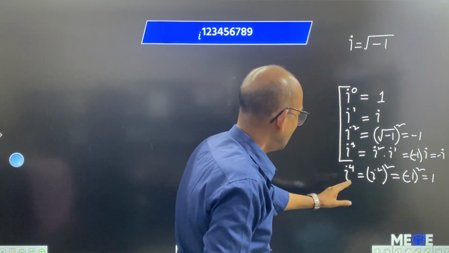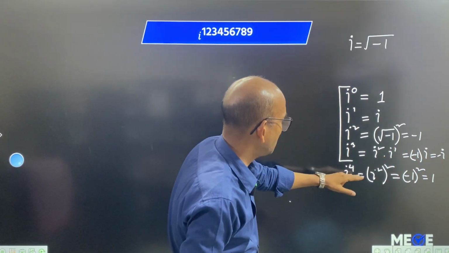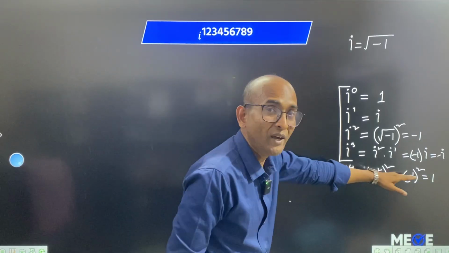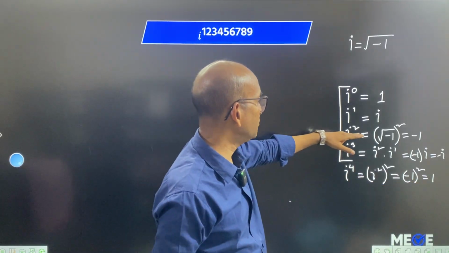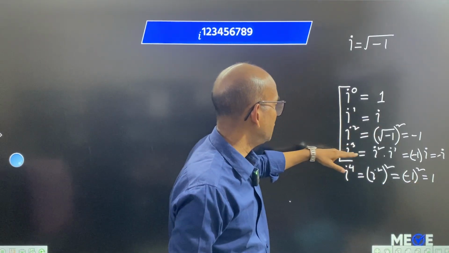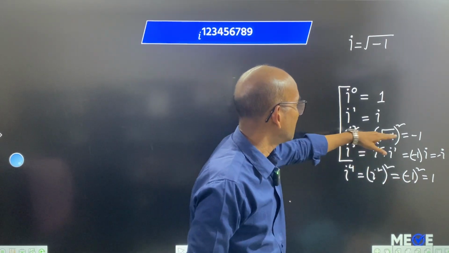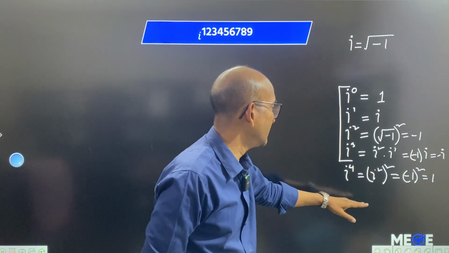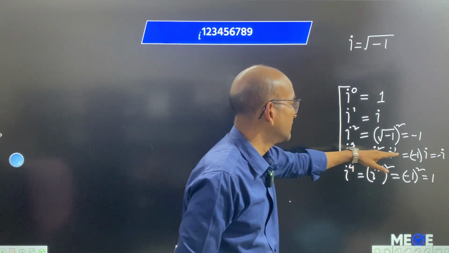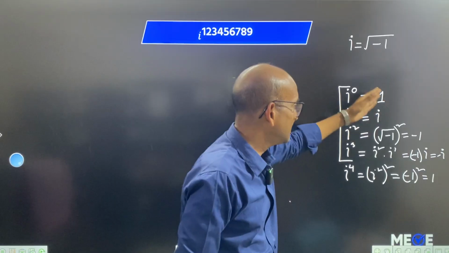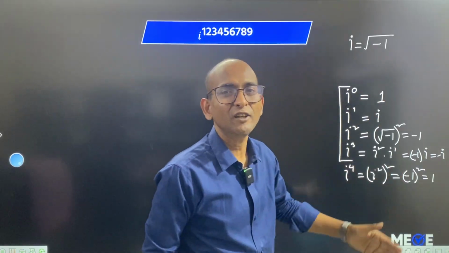It will repeat. If you take i to the power 5 and calculate in this way, you will receive nothing but i, and if you calculate i to the power 6, you will get minus 1. If you calculate i to the power 7, you will get minus i. So this is the sequence you will be having in future.